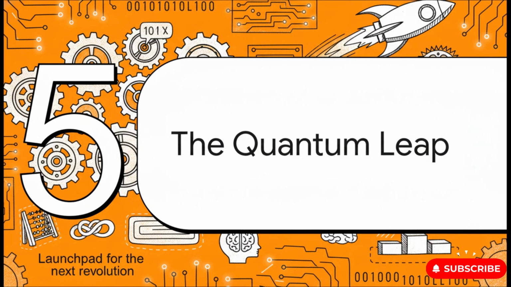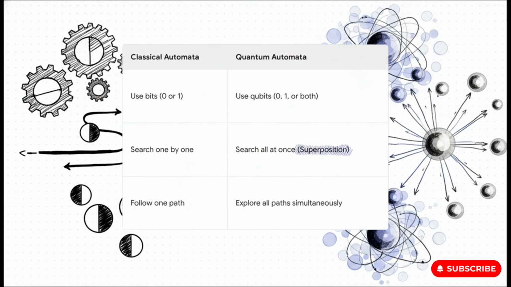Okay, so why did we just go through all that classical stuff? The rules, the memory, the limits. Why does it matter so much? Because it's the launch pad for the next massive revolution in computing. You see, to really get what's coming with quantum automata, we first have to understand the classical version.